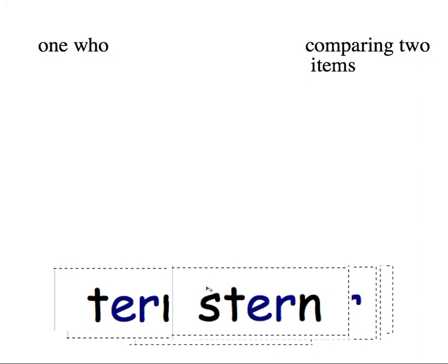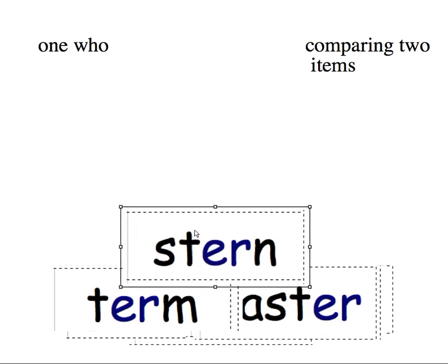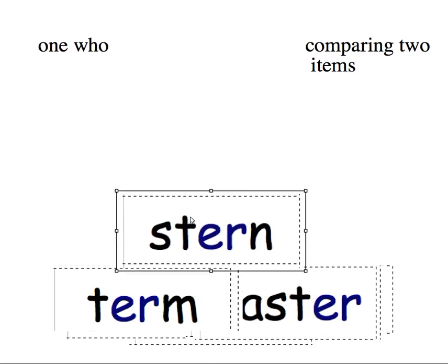Now I'm going to actually want you to make on your piece of paper 2 columns, and I want you to draw a line, and you can fold your paper in half, and on one side you can write one who, and you can write comparing 2 items. And then I'm going to show you a word and put it in the middle, and I want you to write it where it belongs.